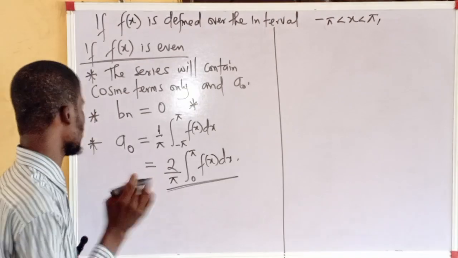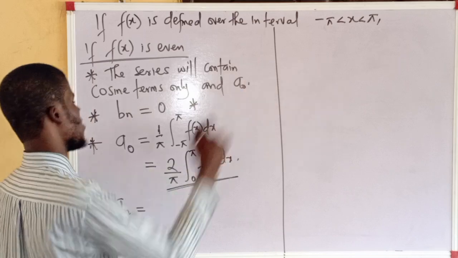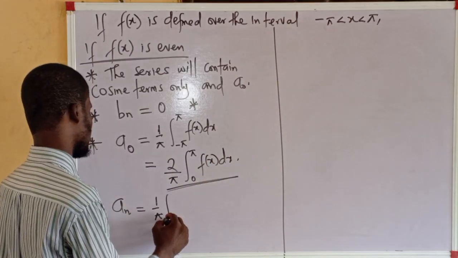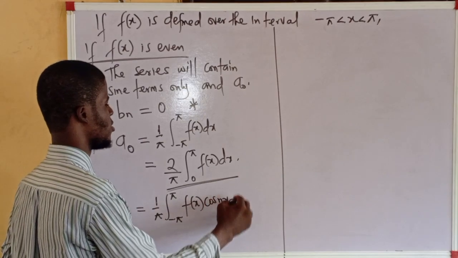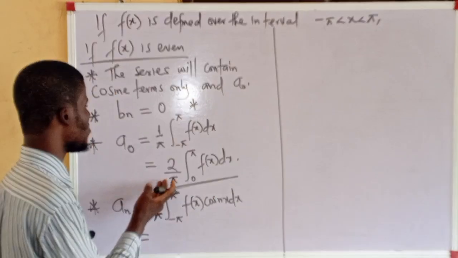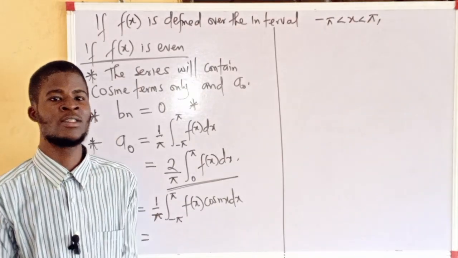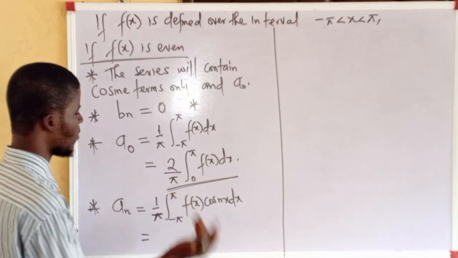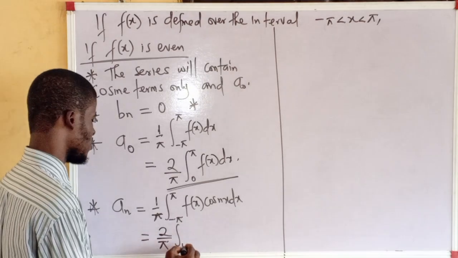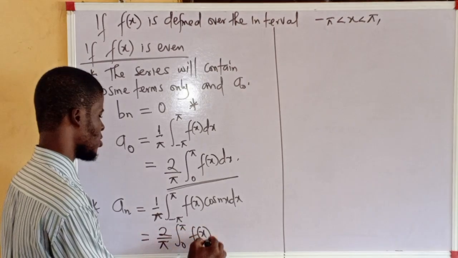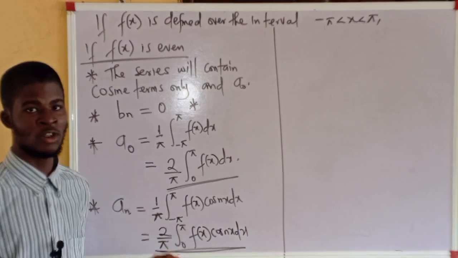This is it. So a sub n over the range negative pi to pi is 1 over pi times the integral from negative pi to pi f of x cos nx dx. We can do the same here. The function is even, so it is symmetrical about the y-axis. All right. We can take half of the range and multiply it by 2. That is 2 over pi, the integral from 0 to pi f of x cos nx dx. Okay, so we can work with this for a sub n.